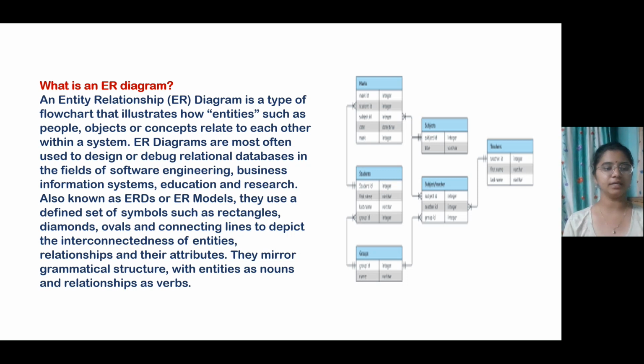They use a defined set of symbols such as rectangles, diamonds, ovals, and connecting lines to depict the interconnectedness of entities, relationships, and their attributes. They mirror grammatical structure, with entities as nouns and relationships as verbs.